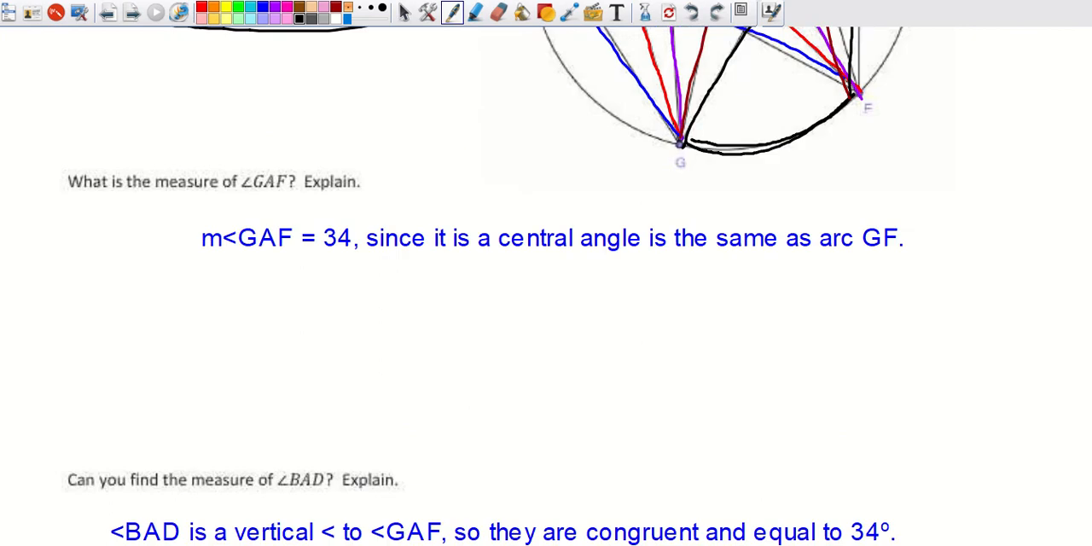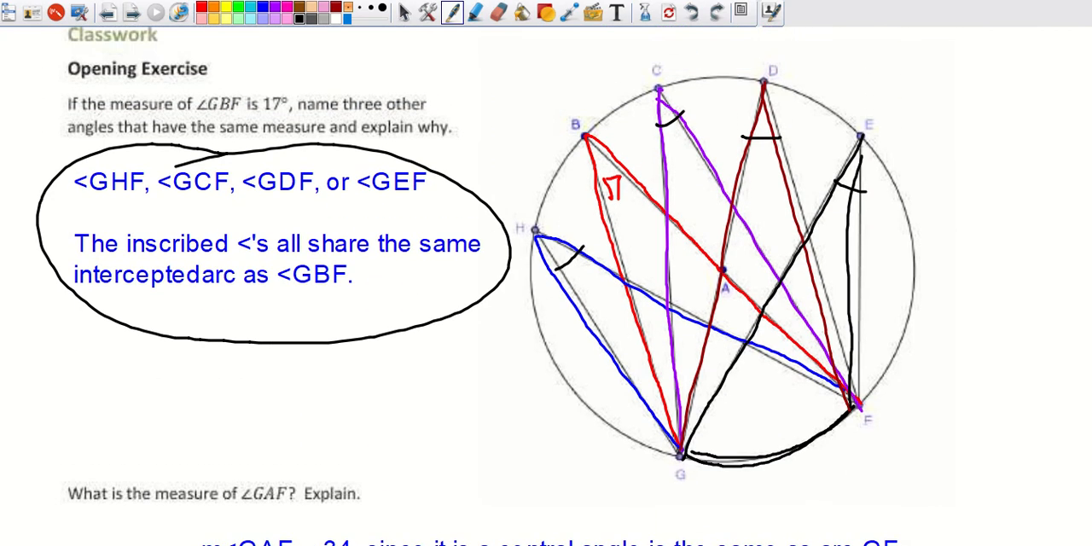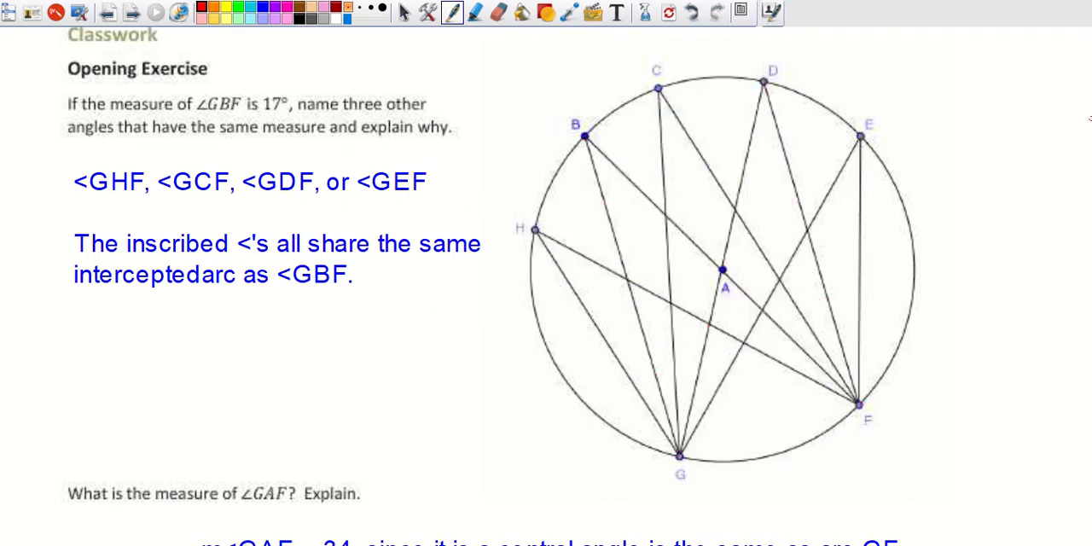Going down to the second one, what is the measure of angle GAF? So GAF, if you look at it, we're going to just get rid of this stuff so far. So GAF is right here. Now we know, remember from the get-go, that this angle GBF is 17 degrees. So this arc has to be, it's inscribed.